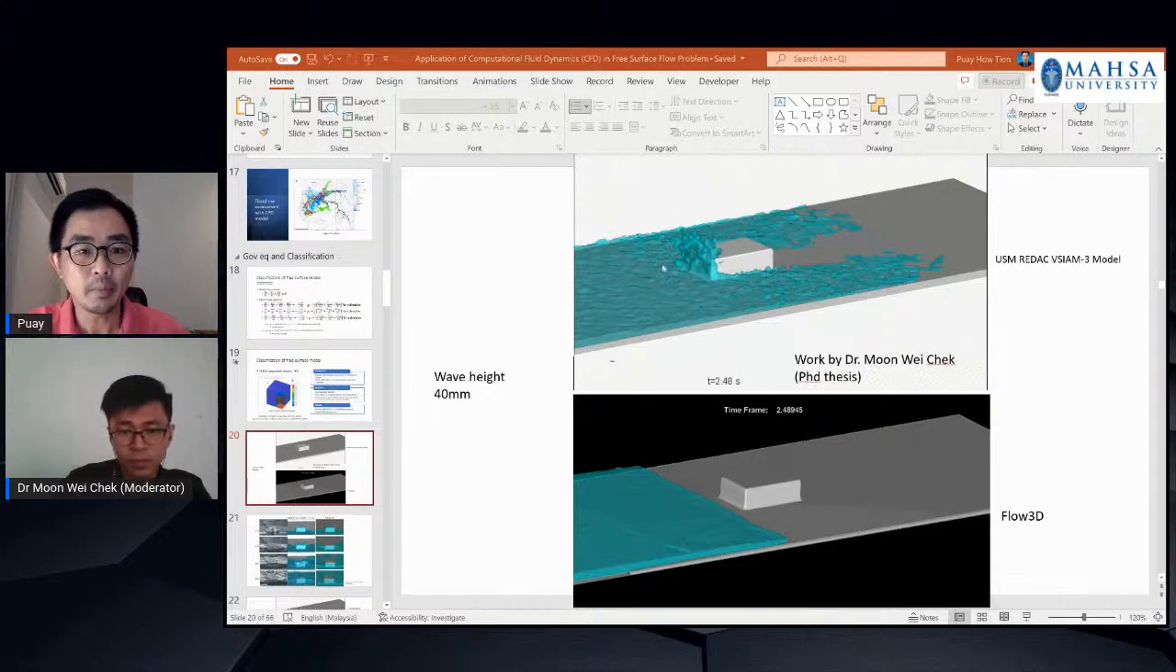Comparatively, you can see that the resolution of the model developed by Dr. Moon is more accurate. You can see that the surface of the wave is more detailed compared to the one in Flow 3D. This is because in Flow 3D, the maximum degree of accuracy in the advection scheme is only up to second order, while in Dr. Moon's model, we use a third order advection scheme.